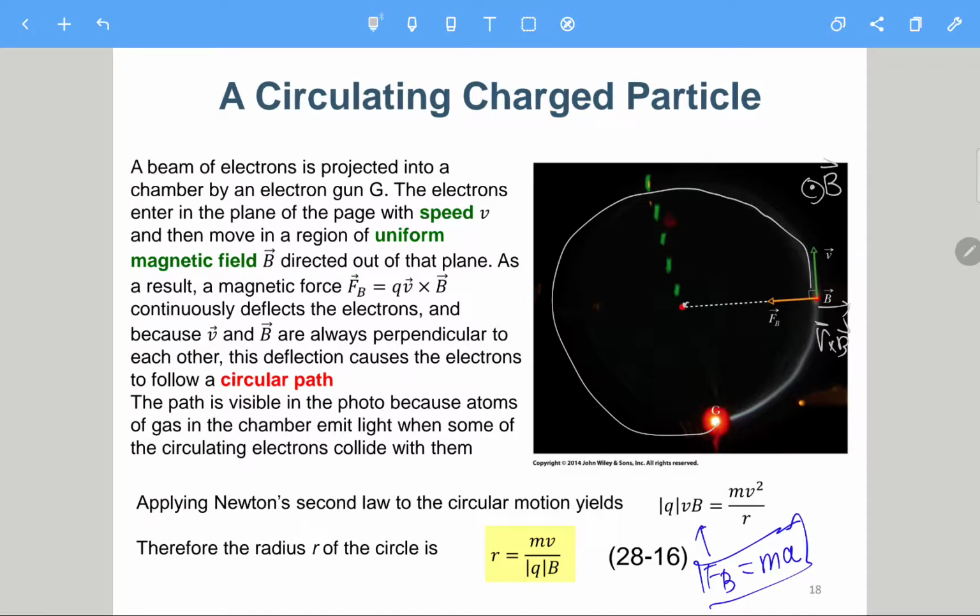As long as V is going upward and the force is pointing to the center of the circle, the charge will turn a little bit to the left. Then the velocity points to this side, and the force will also point along the radius. So it will become a circular motion. I suppose you should have learned circular motion in high school.